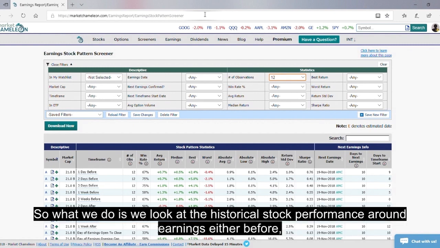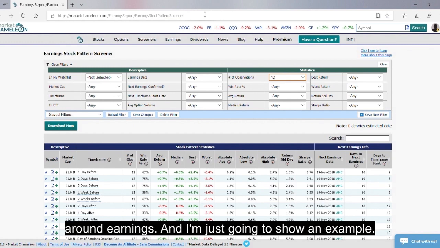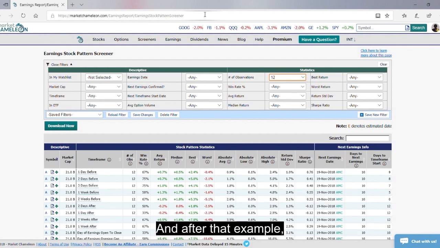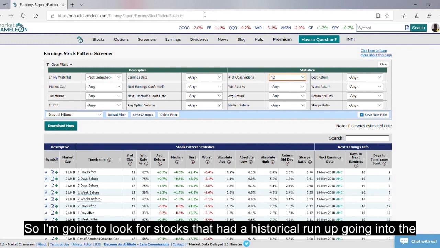So what we do is we look at the historical stock performance around earnings, either before, during, or after, to look for certain opportunities. This here is an example of how the stock behaved around earnings. And I'm just going to show an example. And after that example, I think you guys will get the gist of it and see how to use it. So I'm going to look for stocks that had a historical run up going into the earnings.